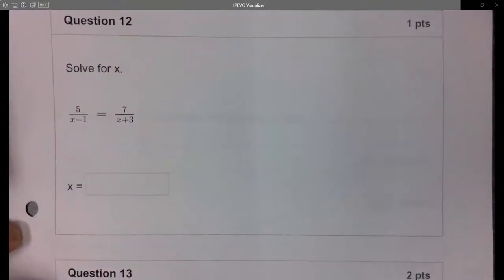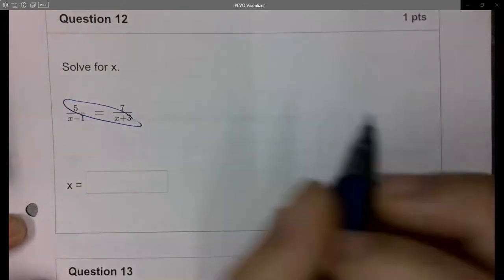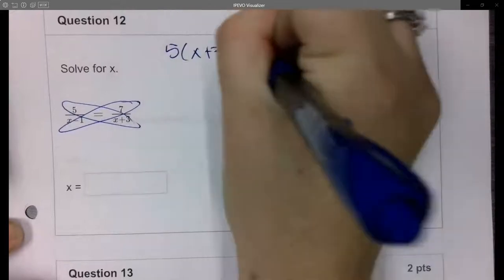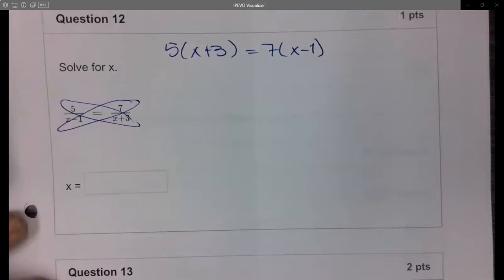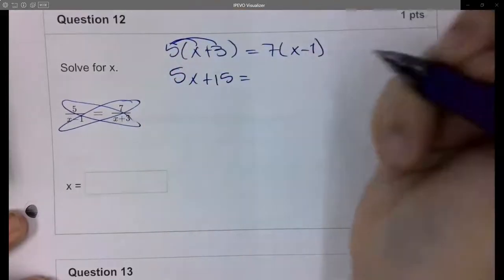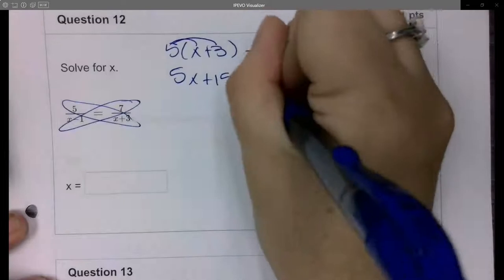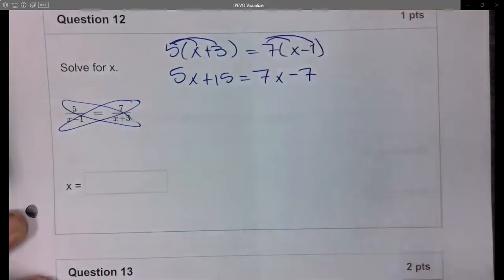Number 12 wants me to solve for x, so this one I need to cross multiply. What I want to go ahead and do here is take this and multiply it against that, and then multiply here and here. So I'm going to have 5 times x plus 3 equals 7 times x minus 1. Then I want to just distribute on both sides, so 5 times x gets me 5x, 5 times 3 gets me 15. Over here I have 7 times x, which gets me 7x. 7 times negative 1 gets me negative 7.